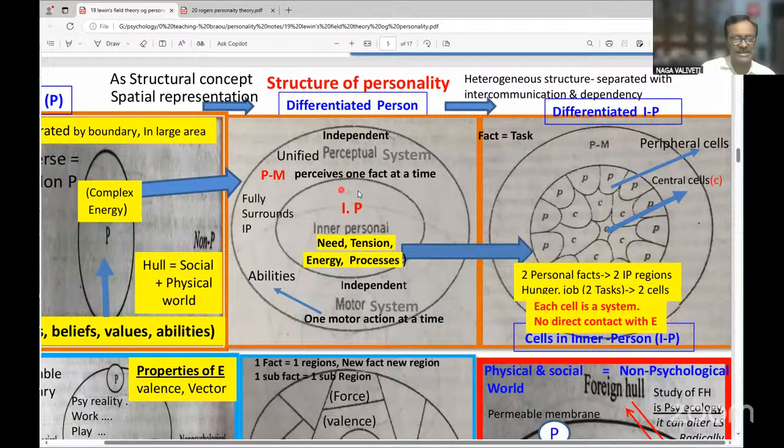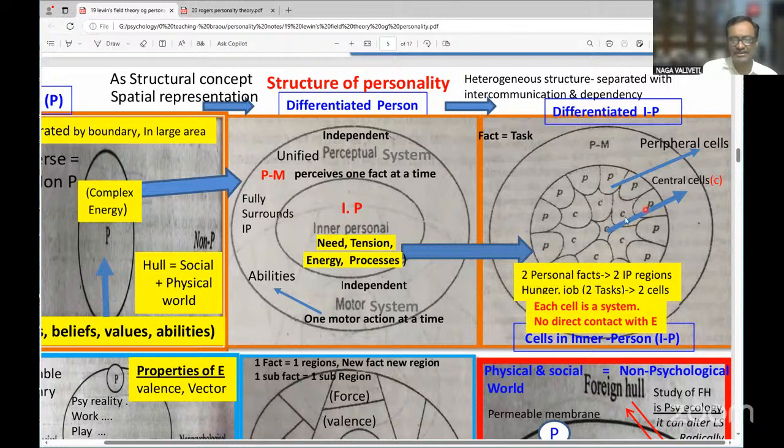Here we have a unified perceptual system, which is already independent and perceives only one fact at a time. A fact is nothing but a particular task at work to finish. It could be a need or a desire, a whim or whatever. So IP is the inner person. There is a need, a tension, and the motor system is also independent. Only one action is taken at a time. These abilities are part of it.